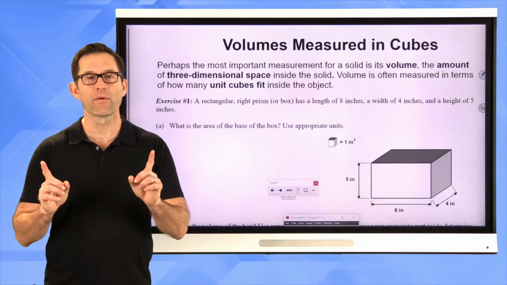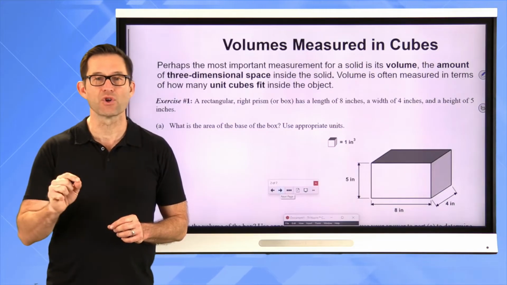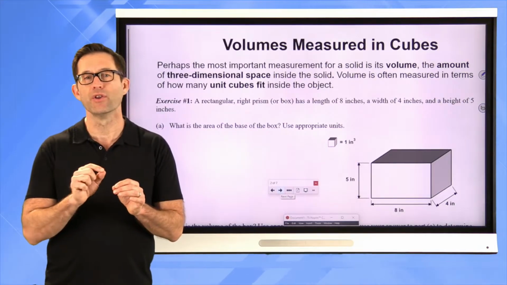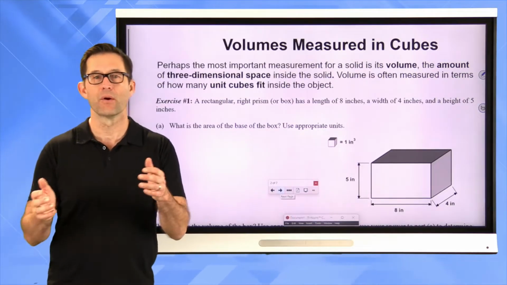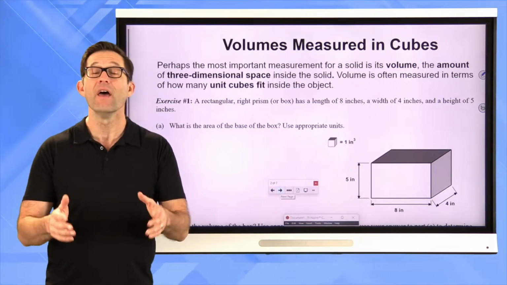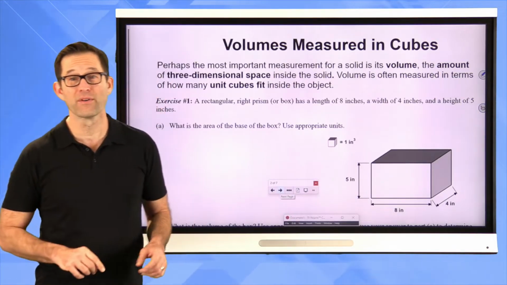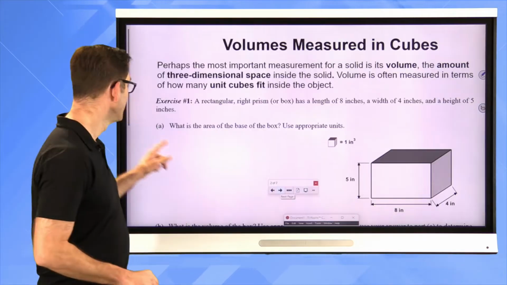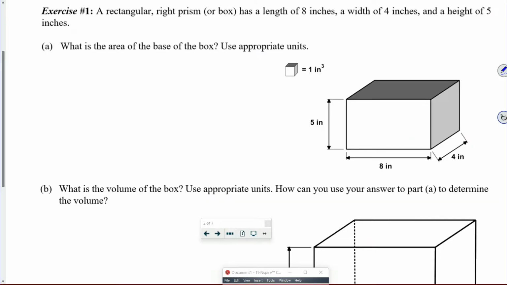But at least our formulas that compute volume mostly measure how many cubes of unit size, i.e. their edge lengths are 1 centimeter by 1 centimeter by 1 centimeter or something like that, fit inside of the object. So let's calculate the volume one more time of a box. Here we go, exercise number 1. A rectangular right prism, otherwise known as a box, has a length of 8 inches, a width of 4 inches, and a height of 5 inches.